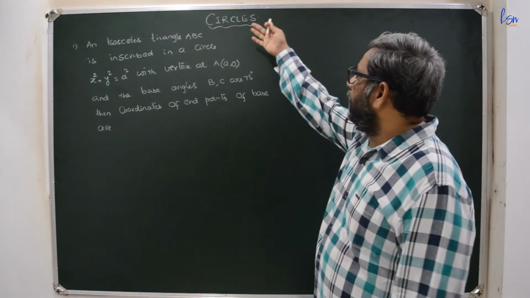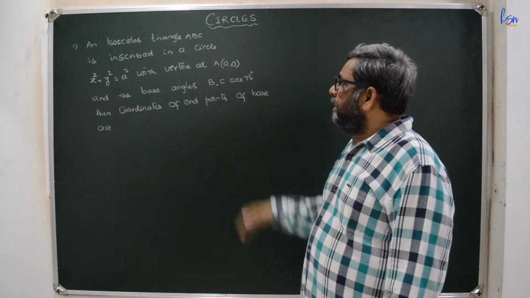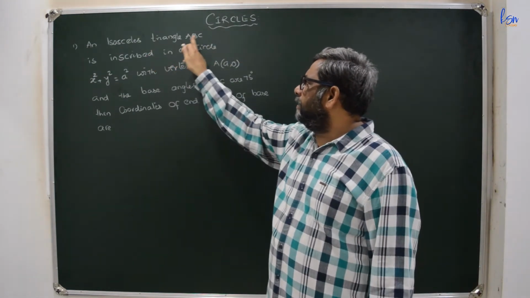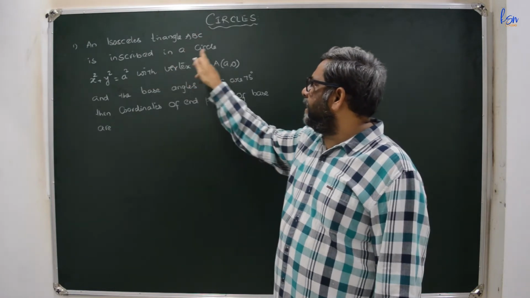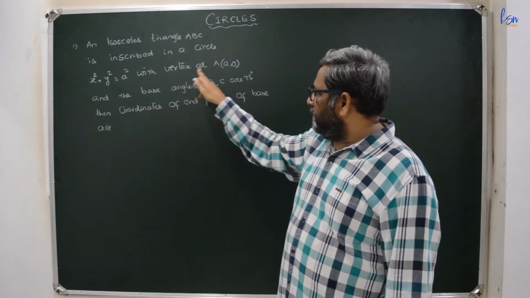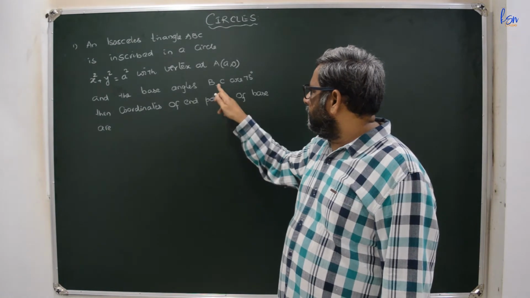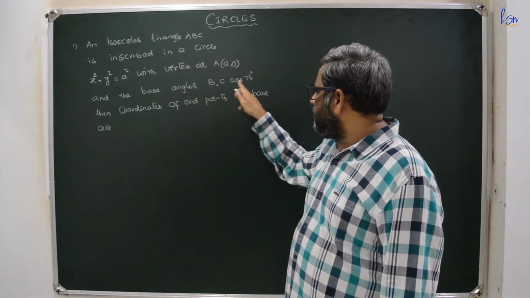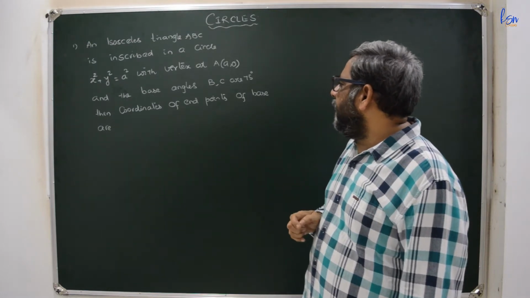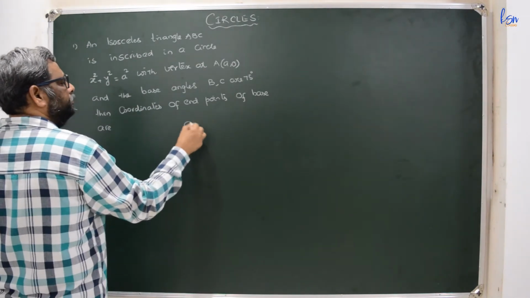Today we deal with a few problems on circles. Now the first problem is: an isosceles triangle ABC is inscribed in a circle x square plus y square equal to a square, with vertex at (a, 0) and the base angles B, C are 75 degrees. Then the coordinates of the endpoints of the base are? We will look at the solution here.